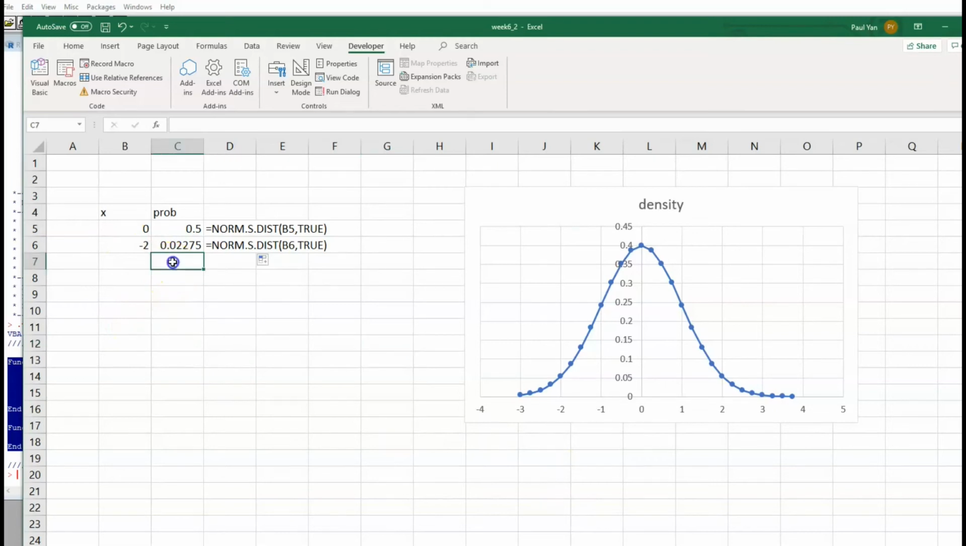The complement equals 1 minus this one. I'm going to show the formula. If we ask what is the cumulative probability below -2, the answer is 2.275%. So what is the probability above -2? The answer is 97.725%.